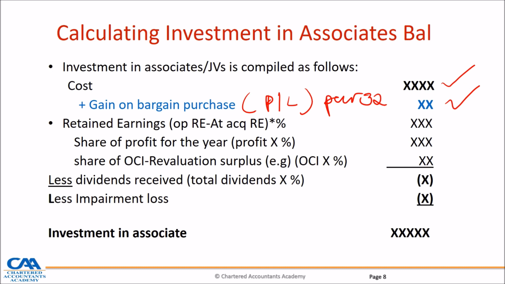Then we also talked about the increases, which are the increase by the share of profits, the increase by share of OCI, and then we also talked about if there's a dividend, it actually reduces the value of your investment. Please also note that you need to test for impairment for your investment since it's an asset. So it also gets tested for impairment under IAS 36. If there is an impairment, you need to reduce the carrying amount to its recoverable amount. That's how you get to the carrying amount of your investment in an associate or investment in a joint venture.